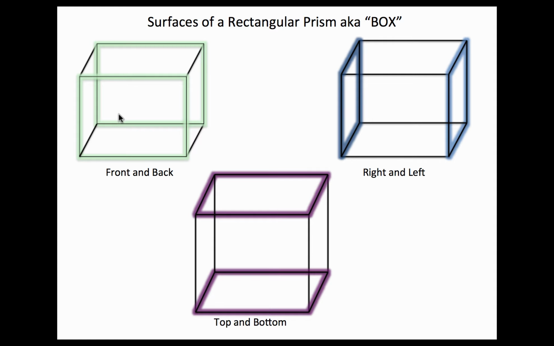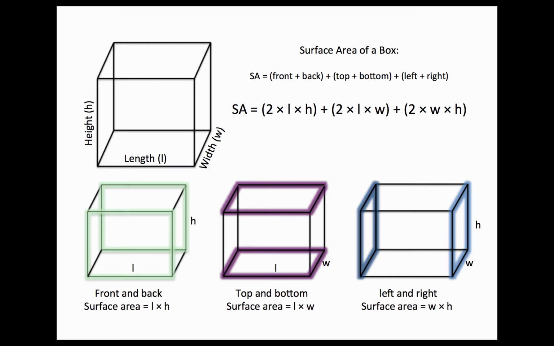It has a front and a back, a right and a left, and a top and a bottom. The surface area of a rectangular prism can be calculated by multiplying the dimensions of each surface. The surfaces of a rectangular prism include the length, the width, and the height.